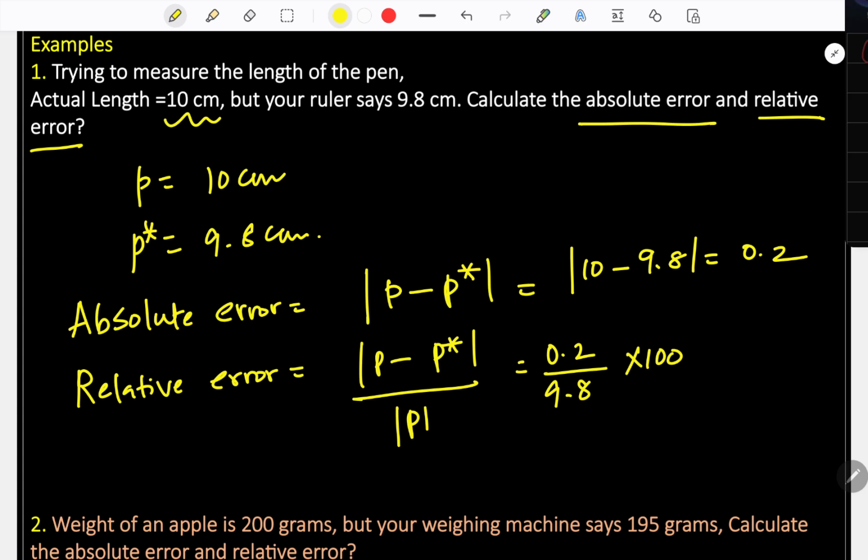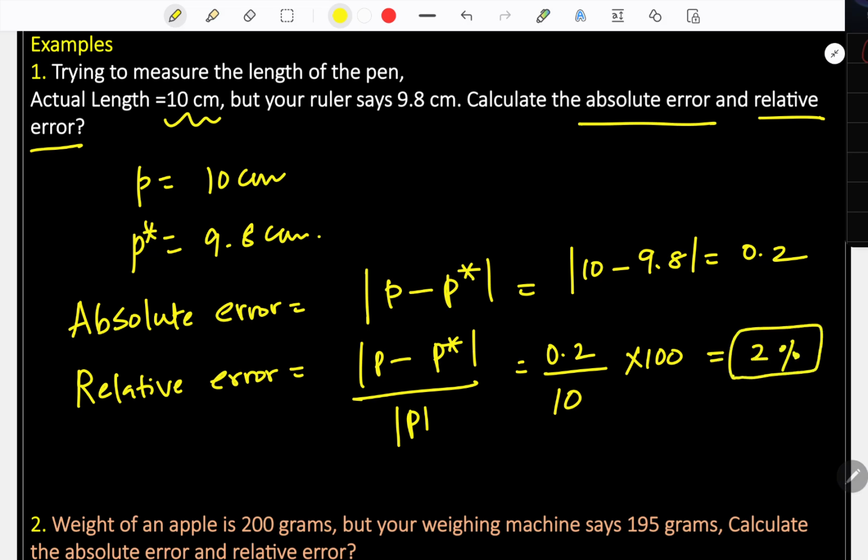So if you multiply by 100, let me do it in the calculator: 0.2 divided by 9.8 and then multiply by 100 gives 2.04, something like that. Okay, sorry, I made a mistake. P is equal to how much? It is 10, which is not 9.8. So let me write this one. Fraction mode, 0.2 divided by 10, multiply by 100, which gives exactly 2 percentage.